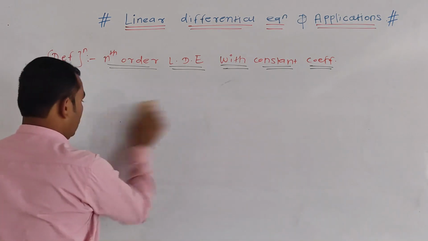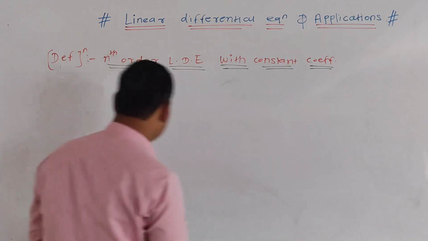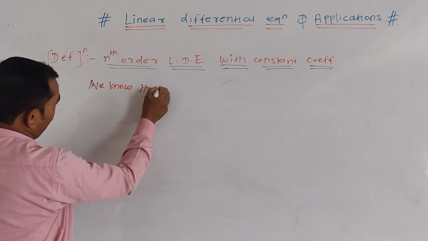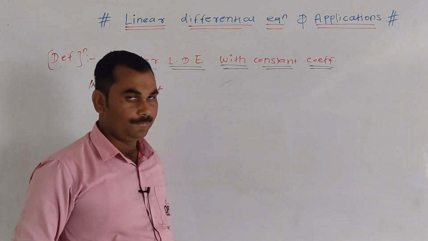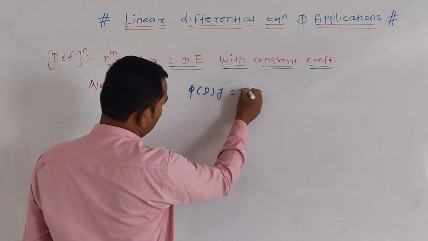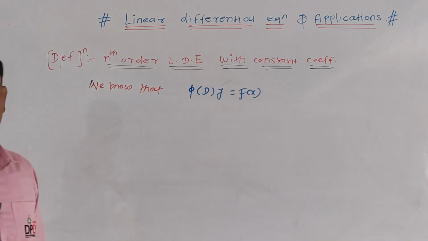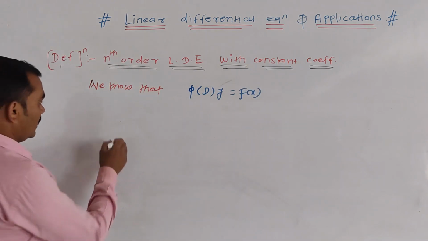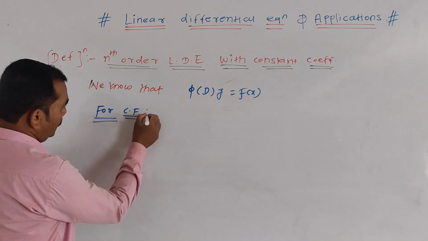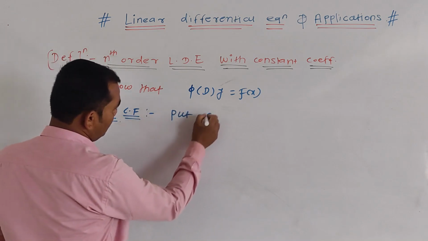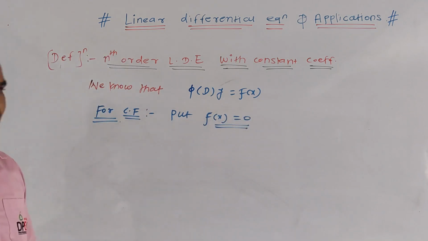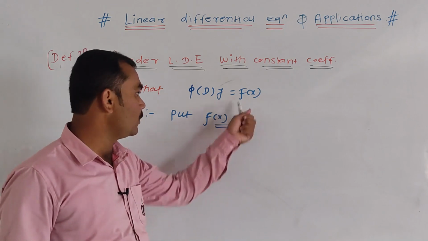We know that this is your equation: phi of D into y is equal to f of x. Correct? First, for CF, that is the complementary function, put f of x is equal to 0. This is called a homogeneous equation. Put f of x is equal to 0. Try to make it homogeneous.